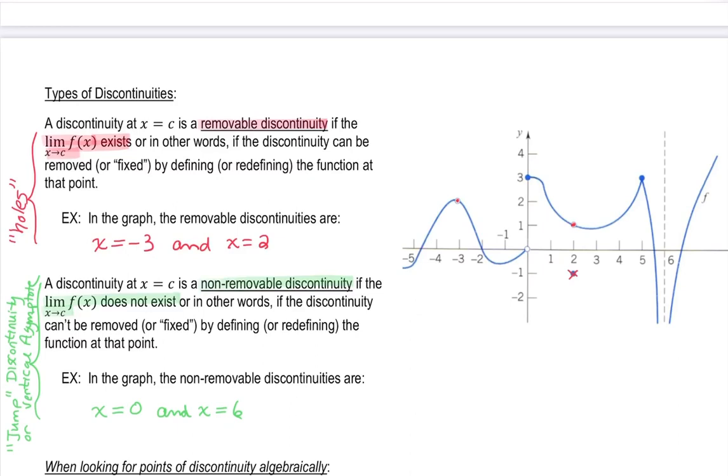All right, so that's your introduction to our three-step definition for continuity, as well as types of discontinuities. And next time when we come back, we'll look at how we can look for and actually find our points of discontinuity algebraically, if we're given the equation of the function as opposed to the graphical representation. So that's what we'll look at next time.